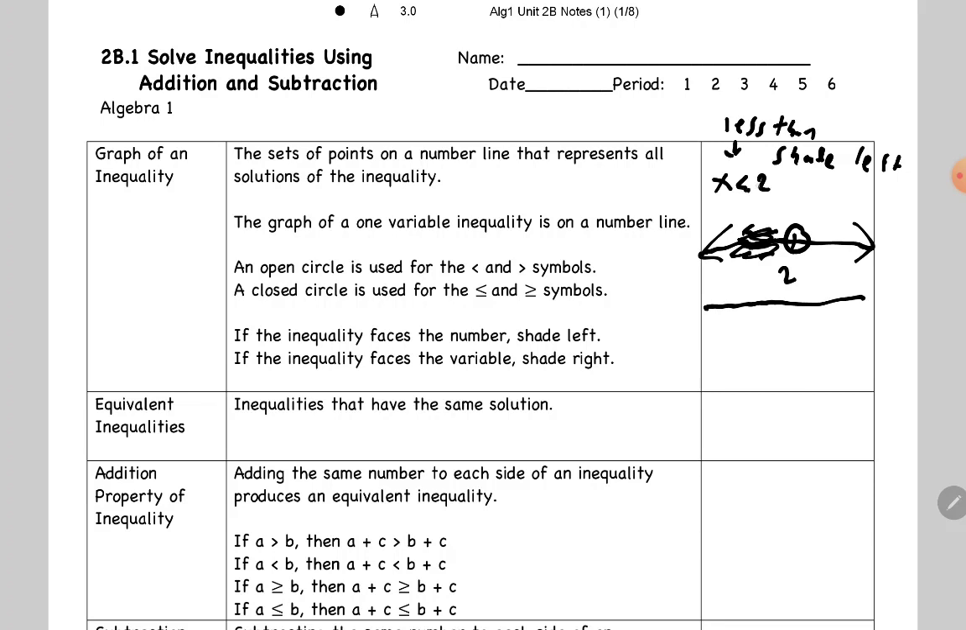If you think of the face, it's pointing to the x. If it's pointing to the variable, that means you shade left. If it's pointing to the number, you shade right. So here's another example of shading right. That would be x is greater than 2.